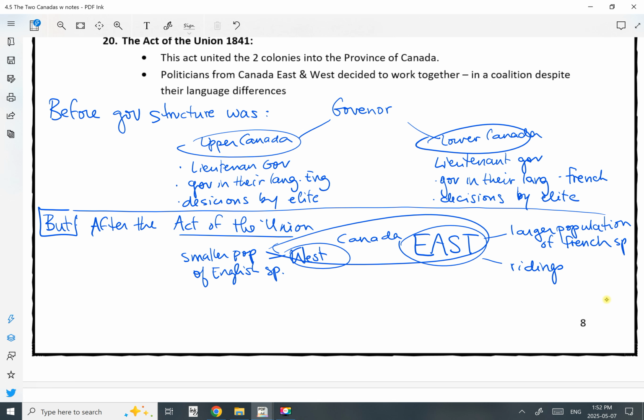And in those ridings, instead of it being in their language, now it was that they had one governor, no lieutenant governors, they were gone. Now it was elected assembly, or politicians. So people could be elected.